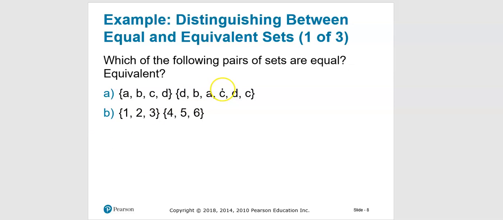I notice a couple of duplicates. We can get rid of the extra C, we can get rid of the extra D that's in here. And now this set goes A, B, C, and D, and so these actually are equal. They have the exact same elements.